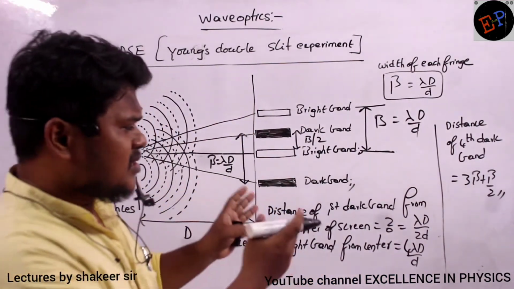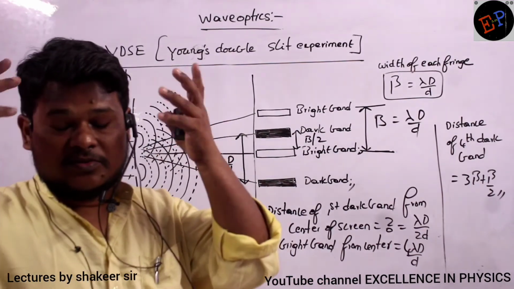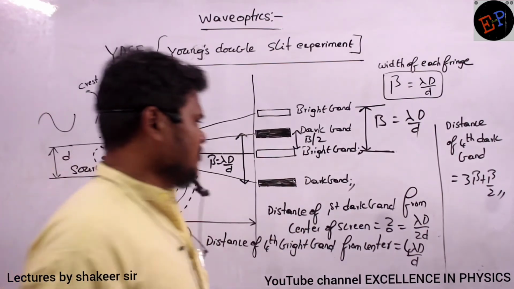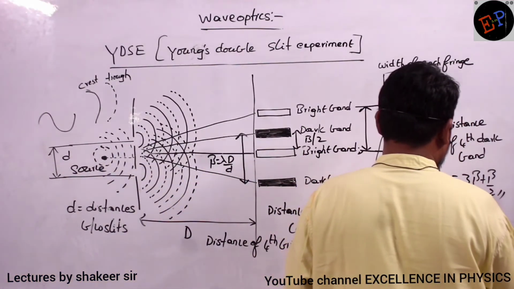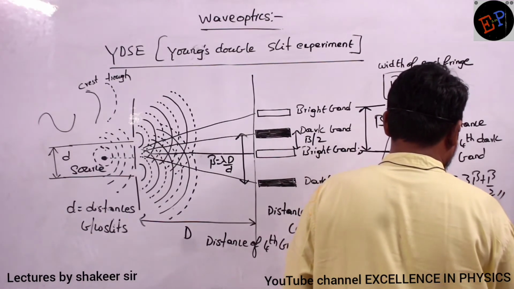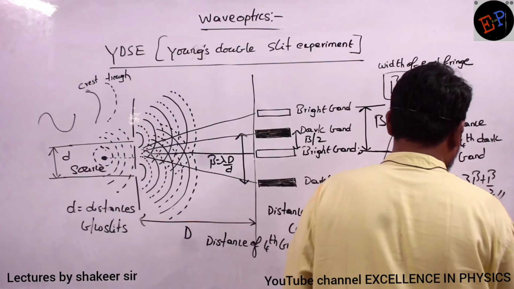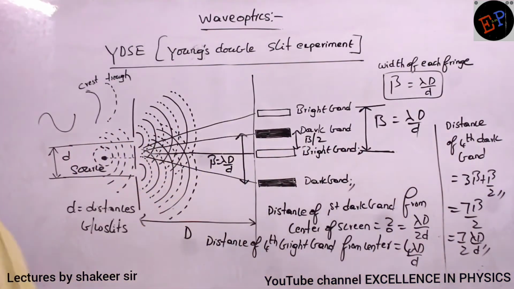So we are writing in general terms. There are some equations, but they are not needed. Just learn the concept. Clear? So therefore, 3 twos are 6, 6 plus 1, 7 beta by 2. Or you can write 7 by 2 lambda D by d. That is my answer. Understood? That's it. Very simple.